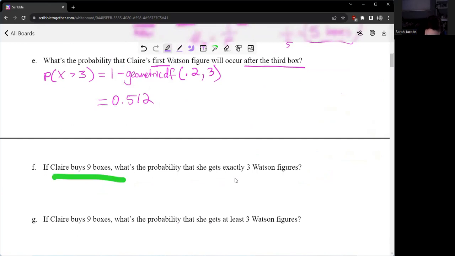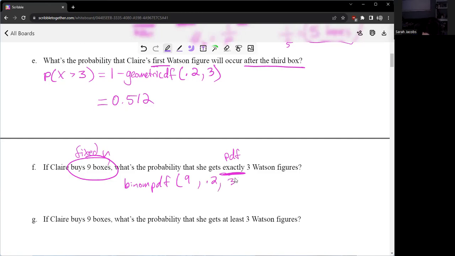If Claire buys 9 boxes, this is our fixed number of trials. What's the probability that she gets exactly 3 Watson figures? So exactly, this is our PDF. So this is going to be binomial PDF with 9 trials. Binom PDF with 9 trials. Probability of 0.2. And the x value is 3.